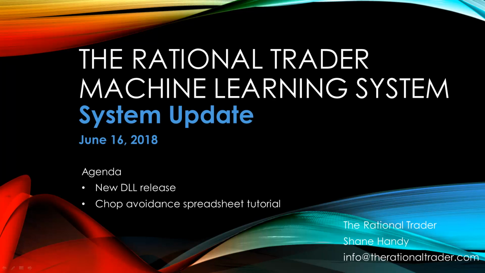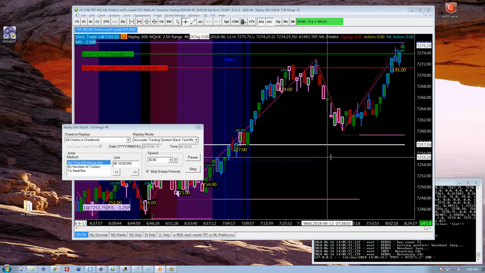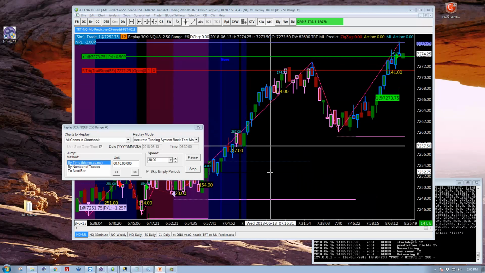It is the 16th, and there is a new DLL that's been released last night, so I'll explain that real quick. And we're going to spend most of today on a tutorial on this new method of avoiding the chop. All right, so in the background here should be running. Yeah, so let's let this go for a minute.